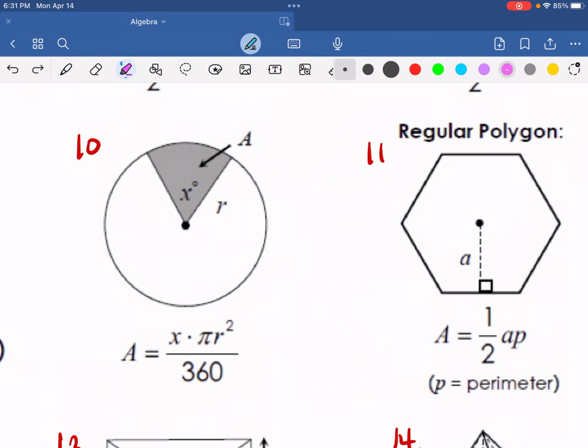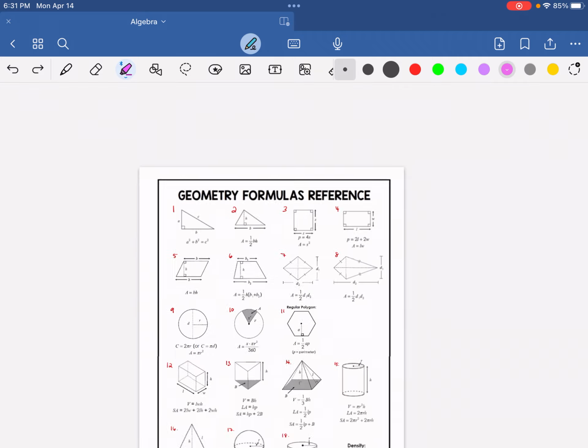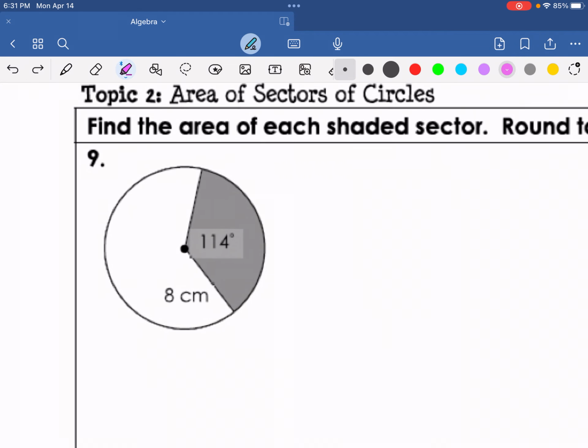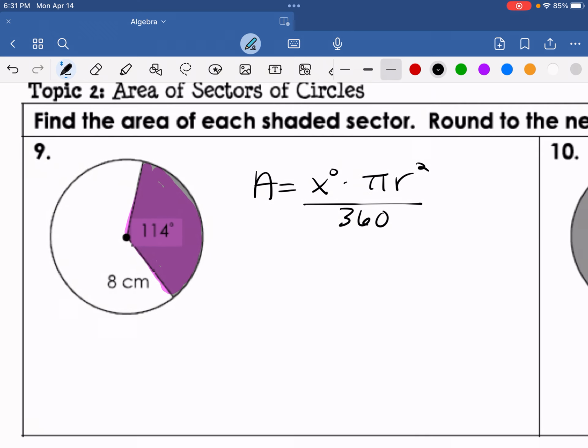So that's number 10. You need to know how many degrees the piece is that you want. The gray section, you multiply by pi r squared and divide it by 360. So here, how many degrees is this gray part? It's 114. So that's the number we're going to use. Area equals the degree times pi r squared divided by 360. This is the degree, 114. The radius, that means from the middle to the edge, is 8. So we put 8 in there. So it is 114 times pi times 8 squared divided by 360.